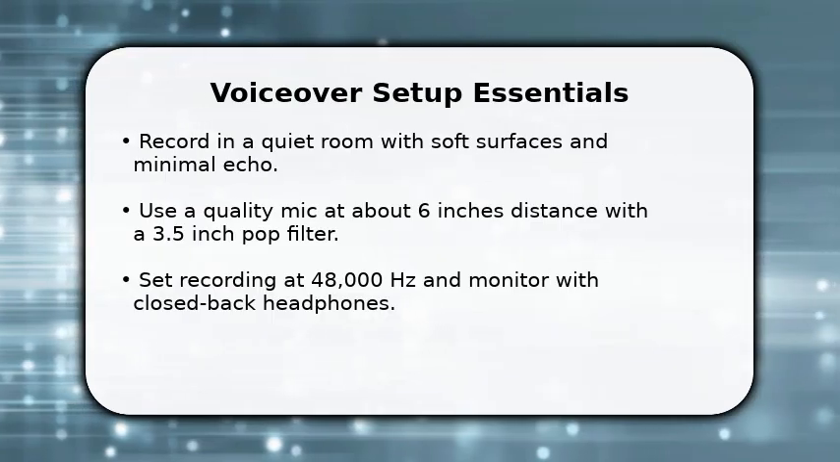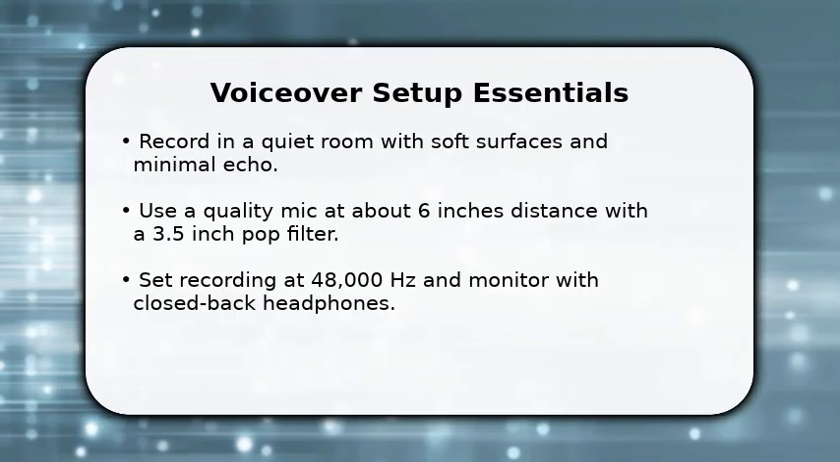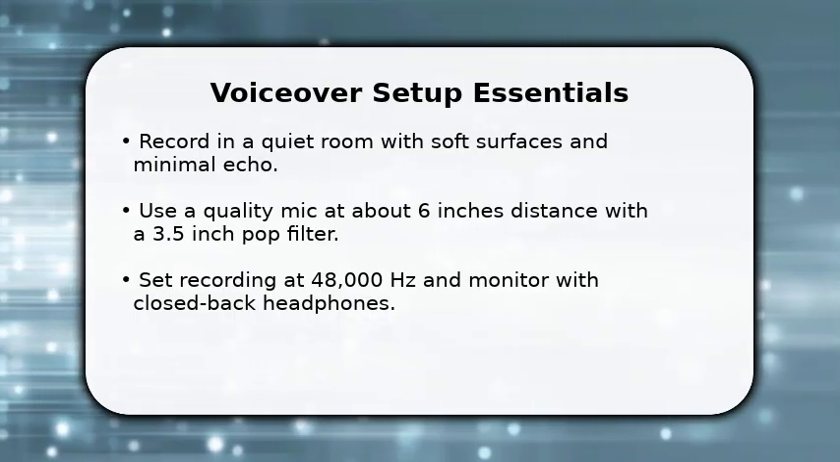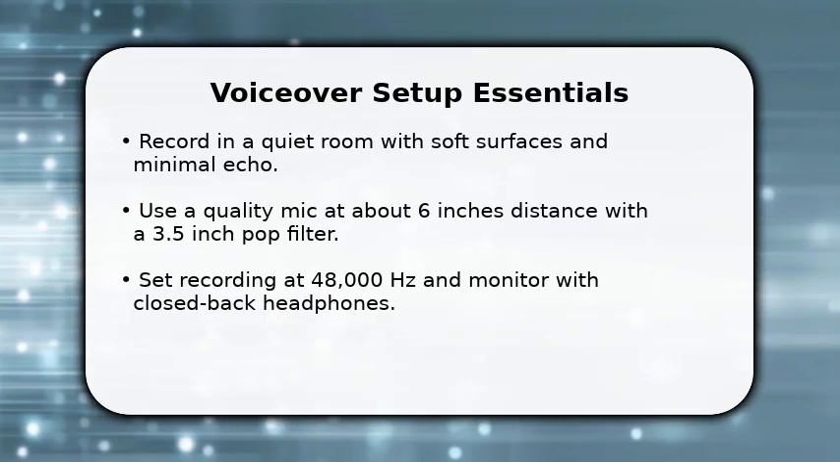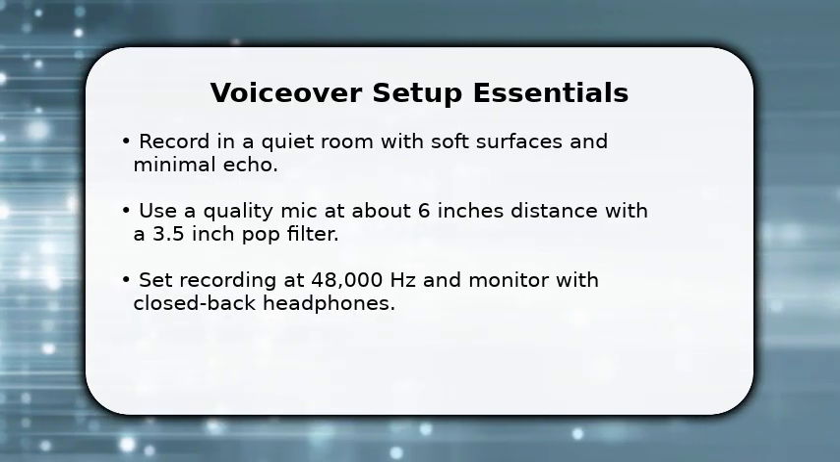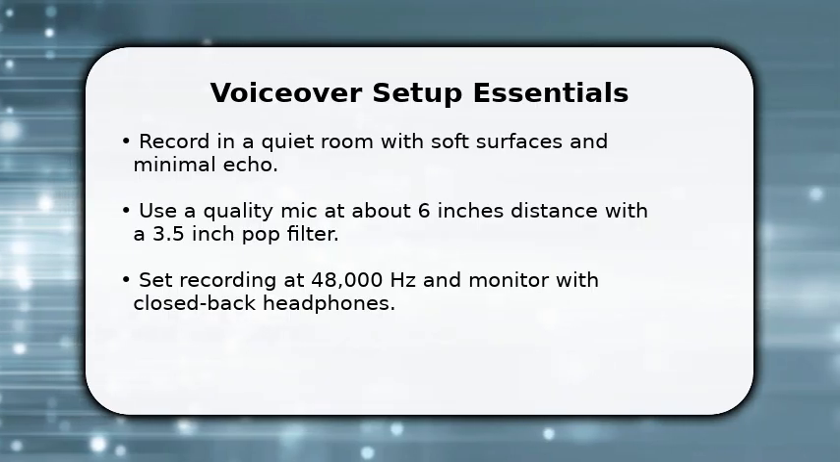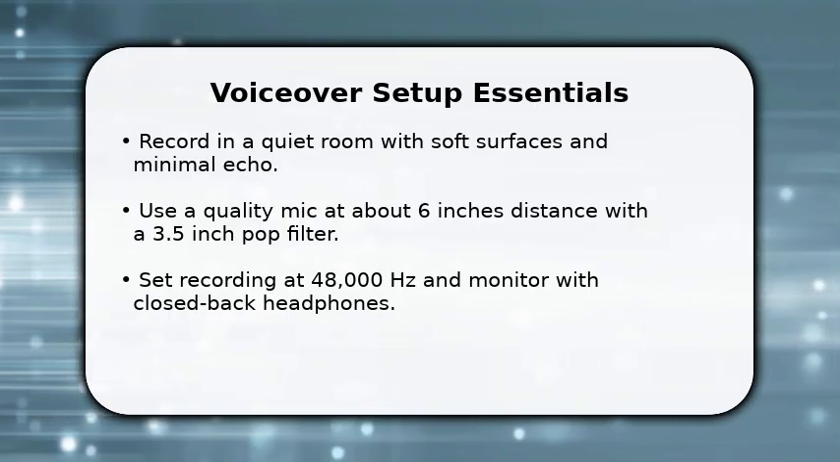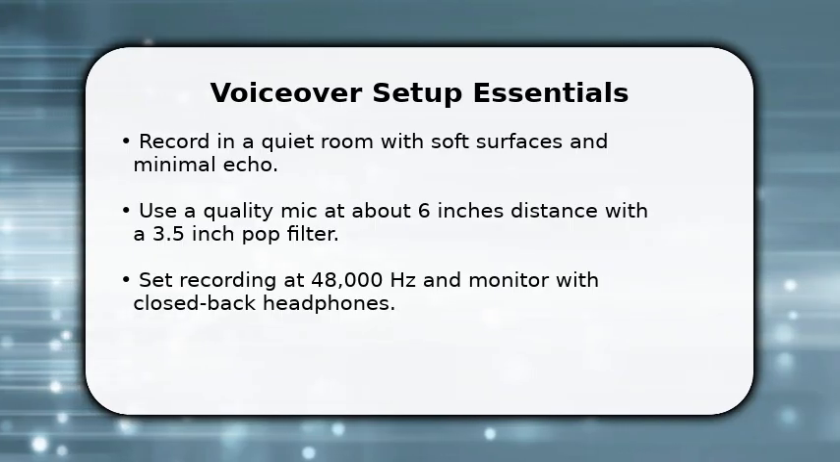Begin by choosing a quiet room with soft surfaces and minimal echo. Close doors and move noisy devices away while recording. Select a quality microphone, deciding between USB or XLR depending on budget and needs. Position the mic about 6 inches from your mouth and attach a 3.5-inch pop filter.